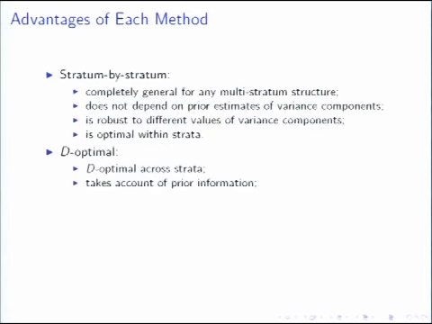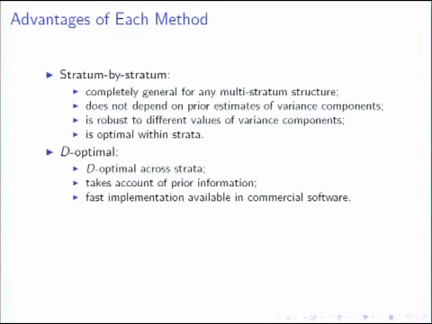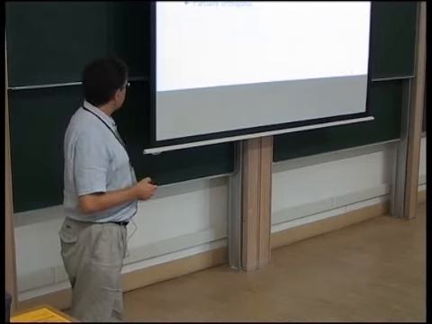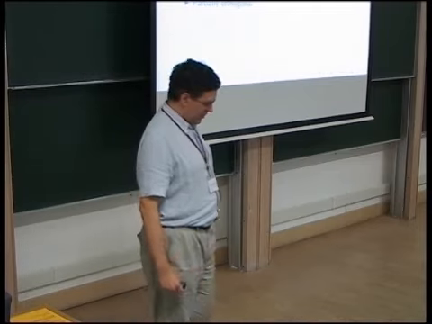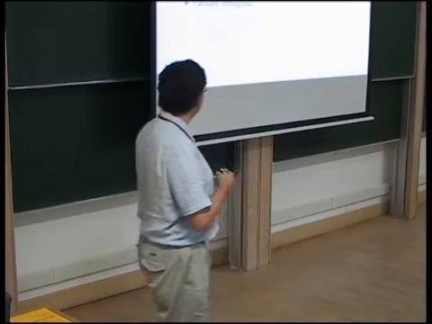They take account of prior information. So again, it's the usual thing. This is the advantage that it doesn't depend on prior estimates. This has the advantage that it does depend on prior estimates. Which is better? If you've got prior information, surely you should use it. And fast implementations available in commercial software is an advantage, as long as you've got the right package, such as JMP, which Bradley Jones will tell you more about, should you so wish.